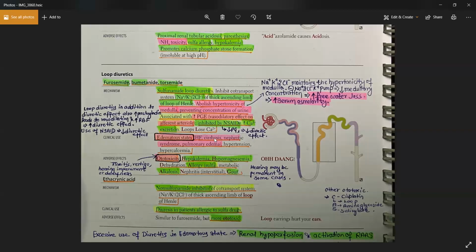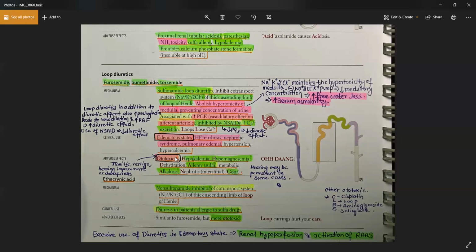Similarly, for cirrhosis, acute edema, nephrotic syndrome, and pulmonary edema, you will use the loop diuretics first. They're always the first-line therapy for acute edematous states.